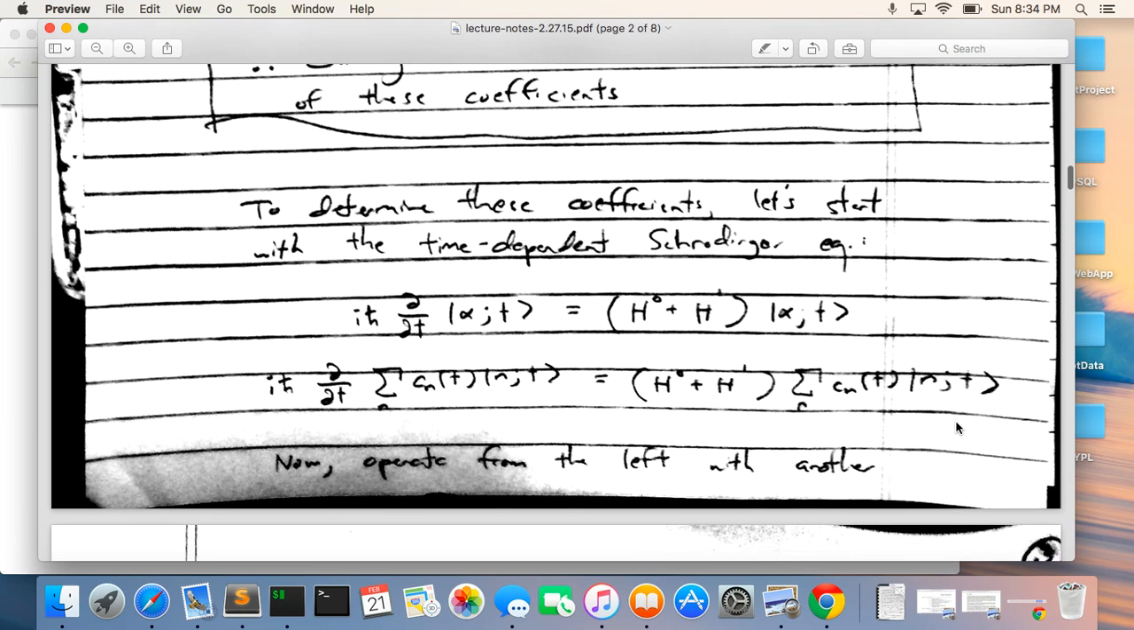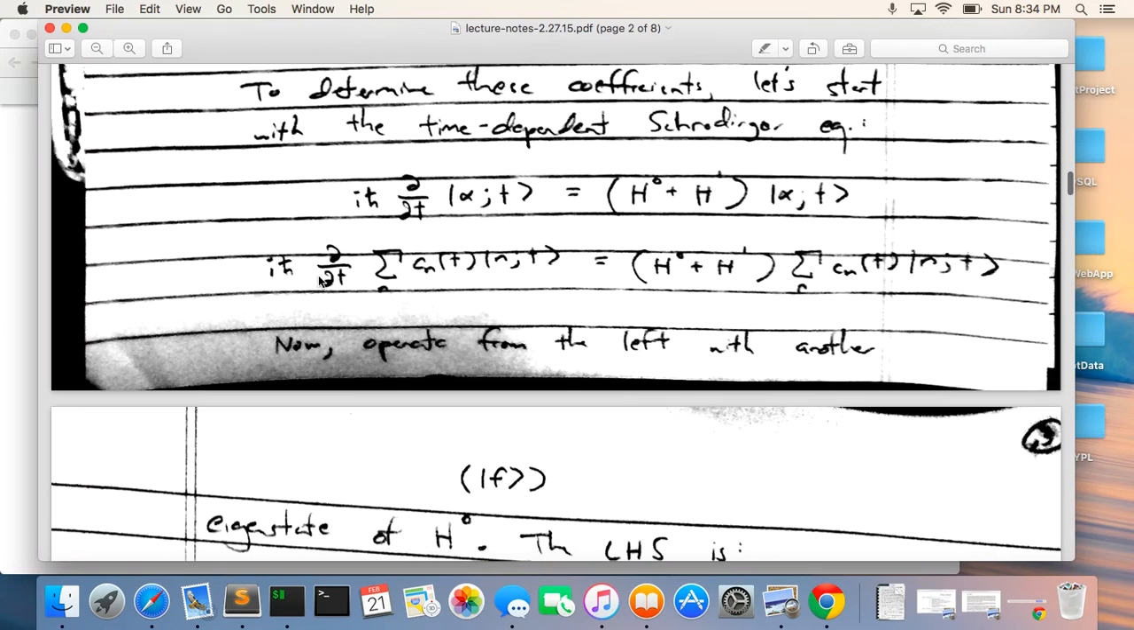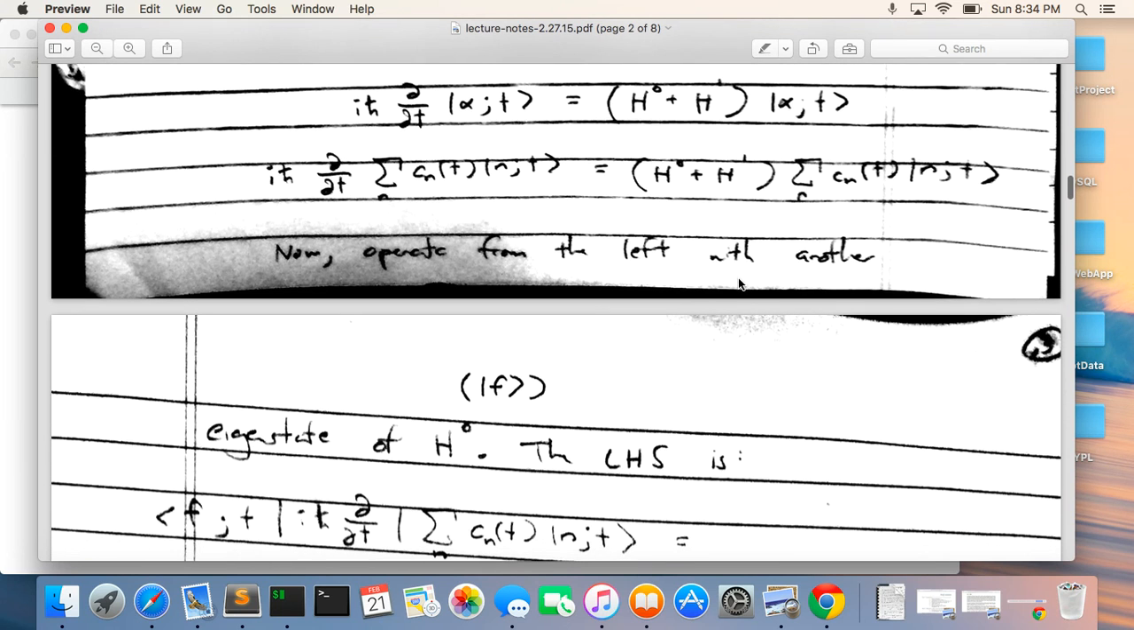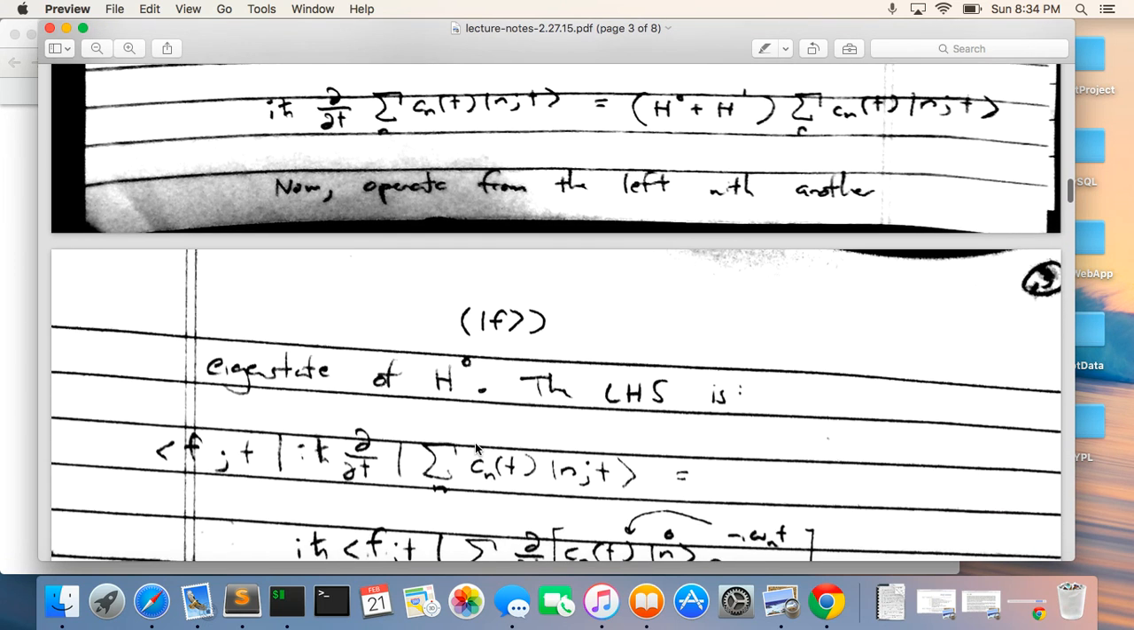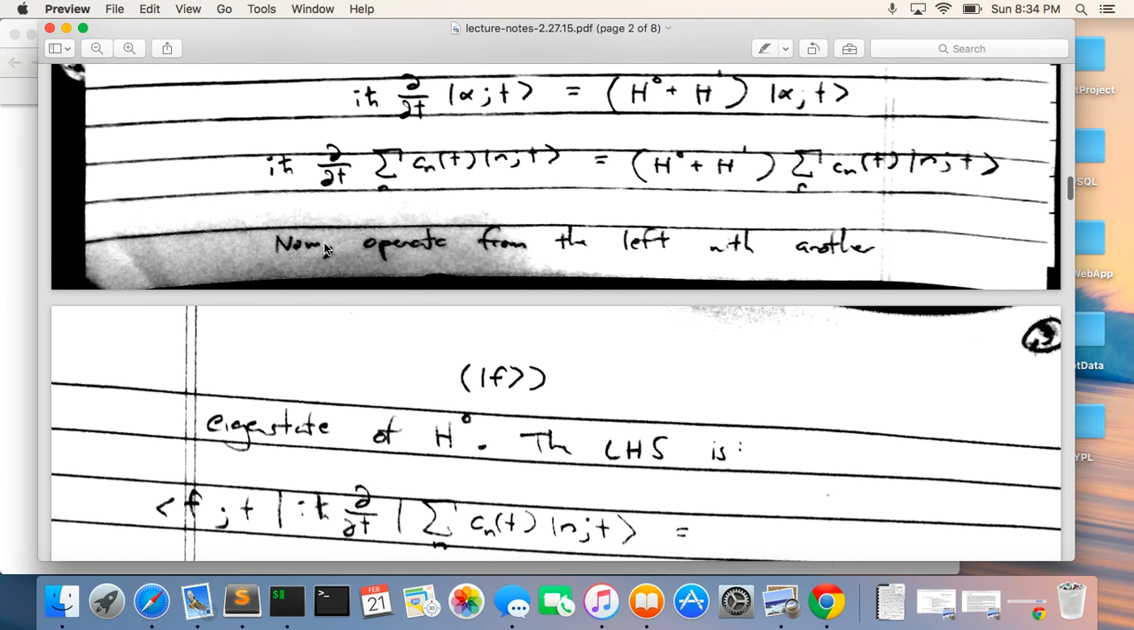All right, and I've got these operators over here, right? So I want to try to get rid of them. So I'm going to hit them from the left with another eigenstate of our unperturbed Hamiltonian. So let's focus on this left-hand side.